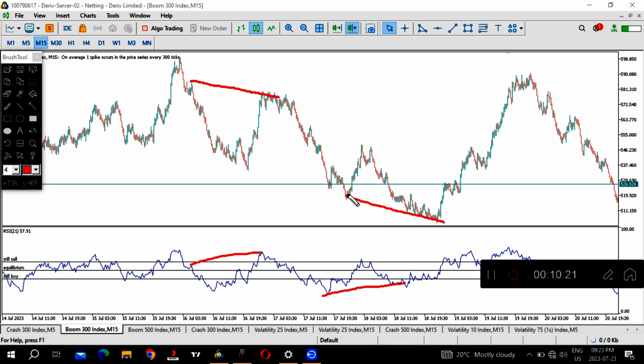So on regular divergence, this example over here, we have to know that the market will reverse, going in the trend shown by the RSI. And on hidden divergence, the market reverses in the trend being shown on the main chart. That's the only difference, right? So that's it for divergences.